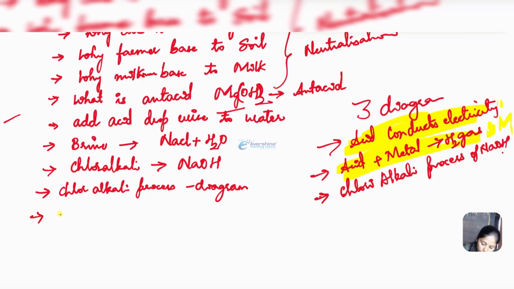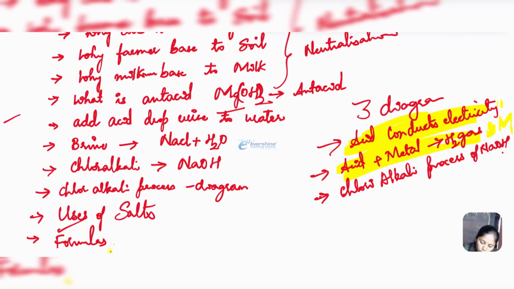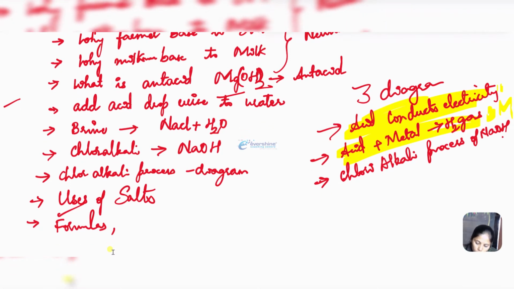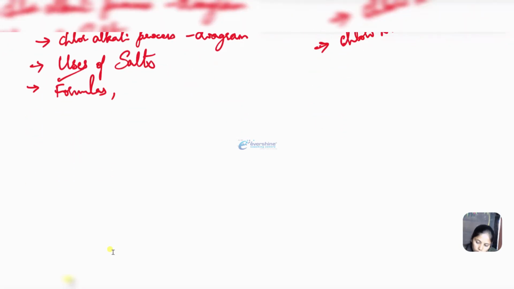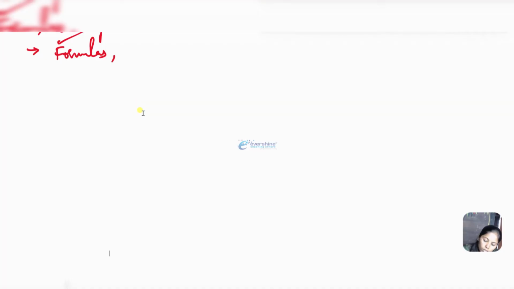And then you should know the uses of salts like baking soda, washing soda, bleaching powder, gypsum, and POP. POP uses also I have told, and their uses and formulas you should also note down. Bleaching powder formula, washing soda formula, and these are all the important topics. So 3 to 4 marks you will get related to this, and one diagram I didn't explain, I am explaining here.